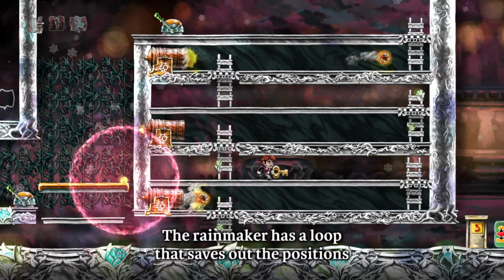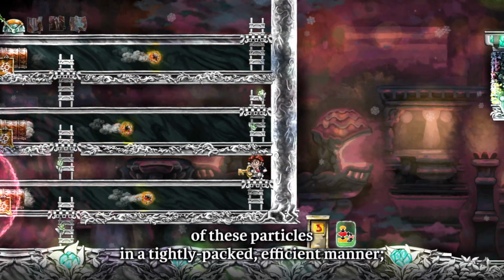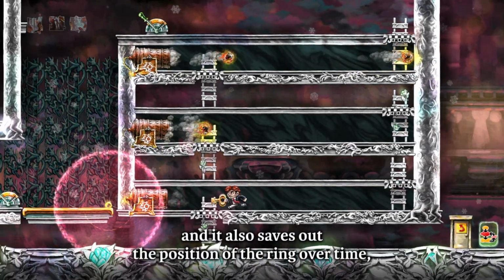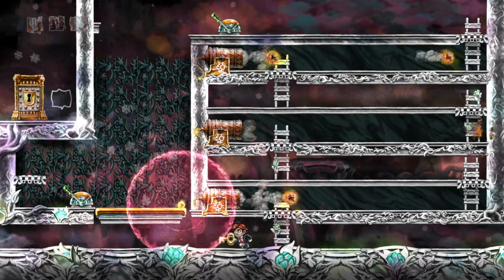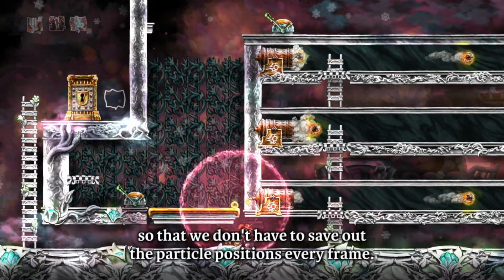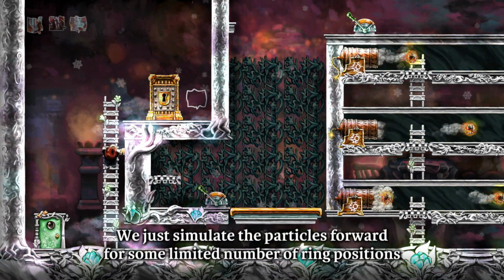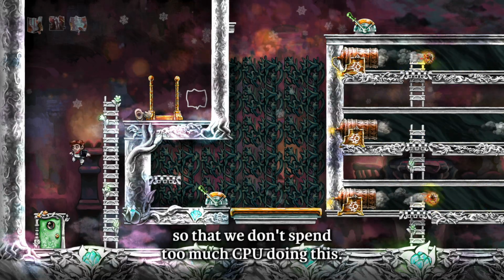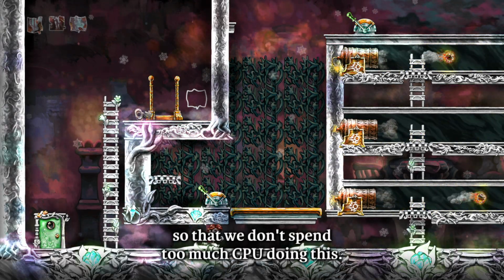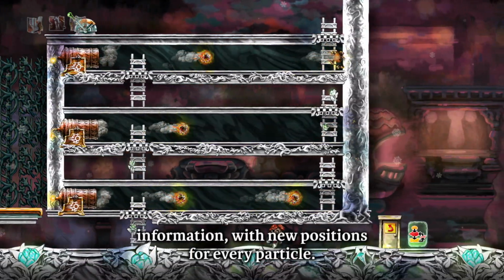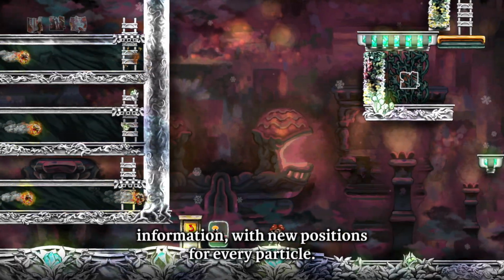The Rainmaker has a loop that saves out the positions of these particles in a tightly packed, efficient manner, and it also saves out the position of the ring over time, so that we don't have to save out the particle positions every frame. We just simulate the particles forward for some limited number of ring positions, so that we don't spend too much CPU doing this. After a certain amount of time has passed, we record new Rainmaker information with new positions for every particle.